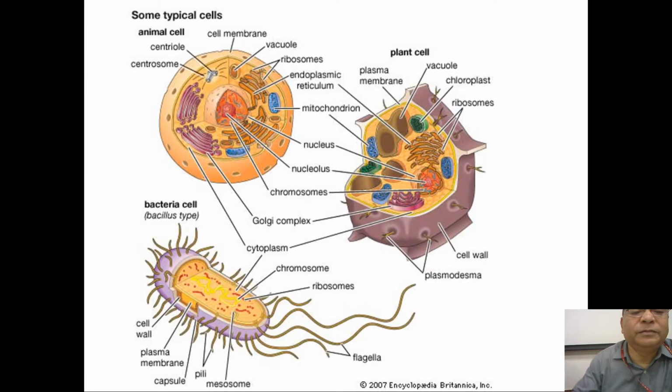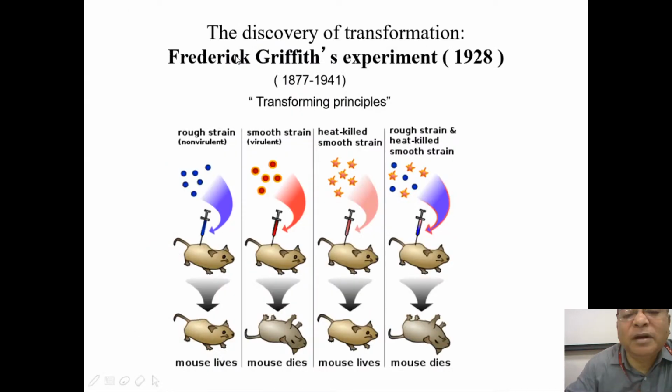Let's start with how we realized that the DNA carries all the genetic material. This was realized in 1928 by Frederick Griffith in an experiment. What is the experiment about? This is called the transforming principle, or the discovery of transformation. What is transformation? The bacteria is transformed from a non-pathogenic bacteria into a pathogenic bacteria. How does that happen?